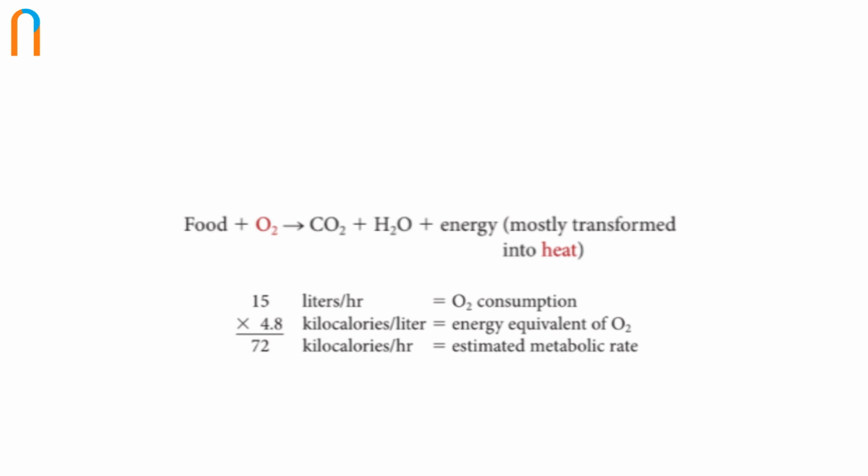Therefore, a more practical method of indirectly determining the rate of heat production was developed for widespread use. With indirect calorimetry, only the person's oxygen uptake per unit of time is measured, which is a simple task using minimal equipment. Recall that food plus oxygen yields carbon dioxide plus water plus energy, which must transform into heat. Accordingly, a direct relationship exists between the volume of oxygen used and the quantity of heat produced. This relationship also depends on the type of food being oxidized.